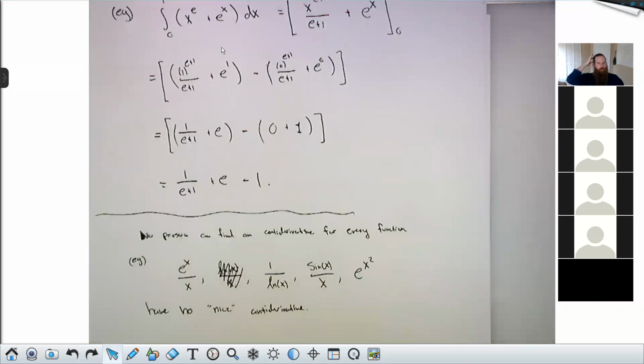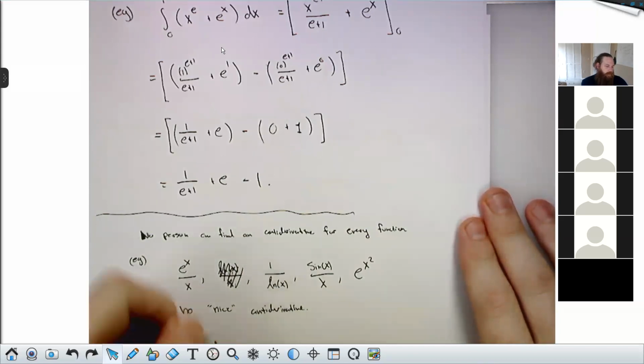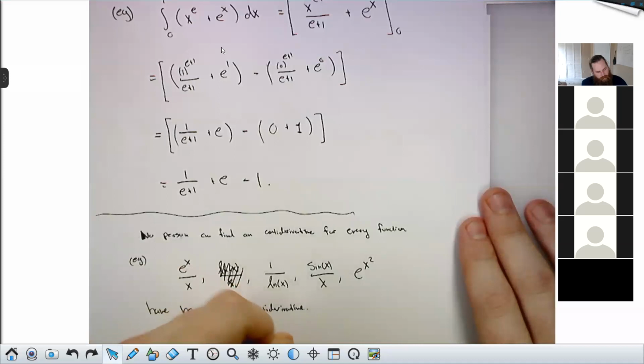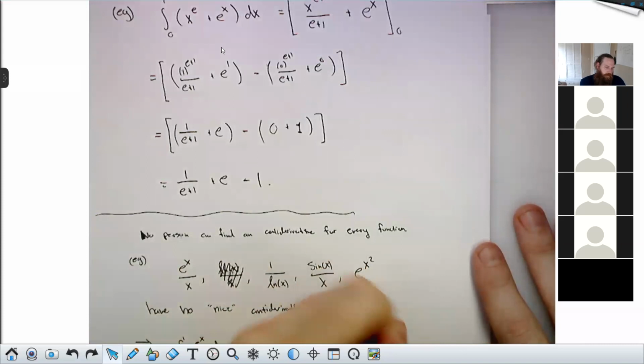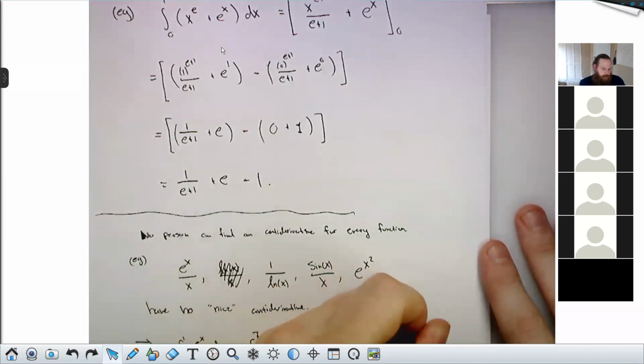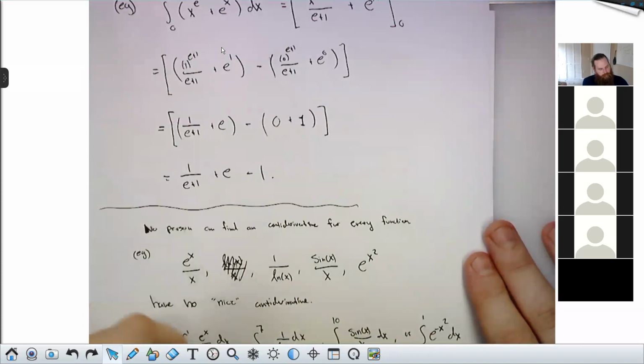Meaning to write down an antiderivative for any of these requires some sort of infinite process, which means the integral from 0 to 1 of e to the x over x dx, the integral from, let's say, 5 to 7 of 1 over ln x dx, or the integral from 0 to 10 of sine x over x dx, or the integral from -1 to 1 of e to the negative x squared dx. These are all incredibly hard to find.